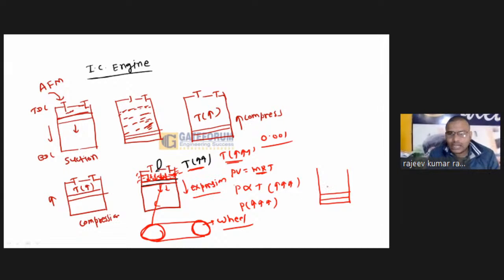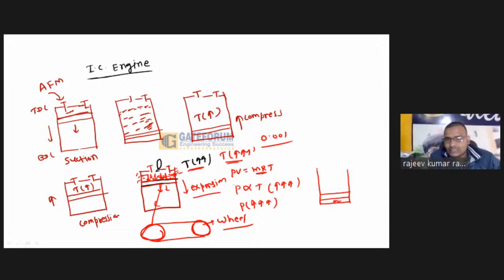Expansion started, and complete expansion takes place here. In this case, complete expansion takes place, and this will be the clearance volume. At the end of expansion, which is also the power stroke, only one stroke is there in which you are going to get the power. So this is called the power stroke, or expansion, whatever you can say.